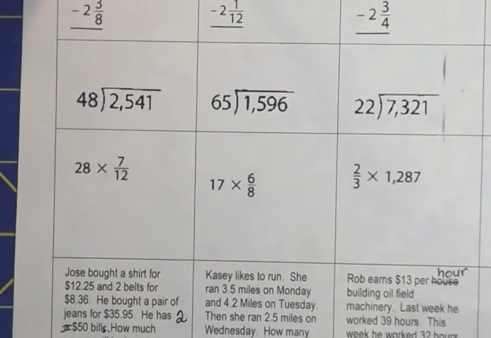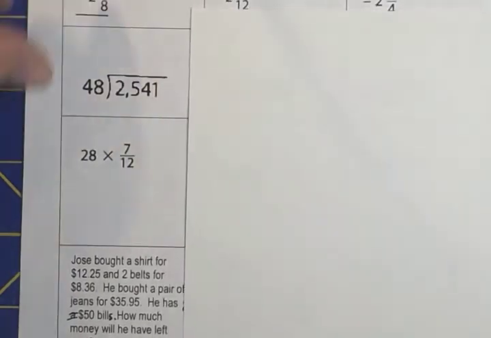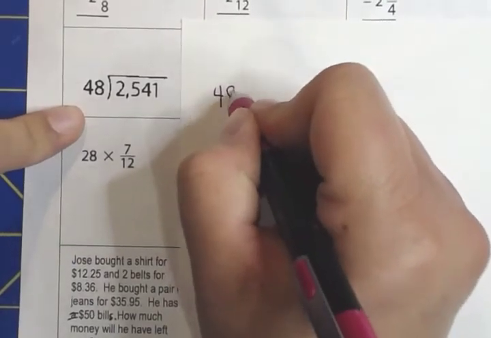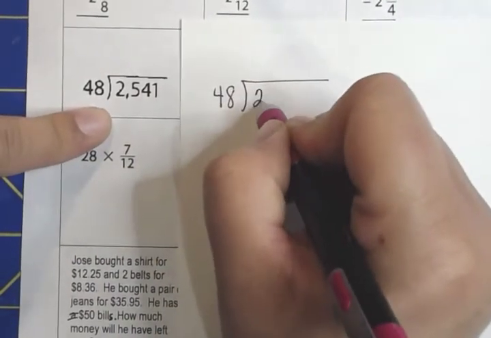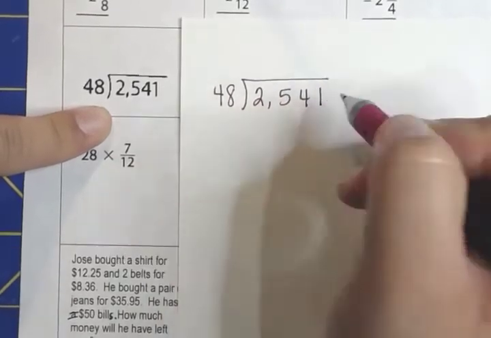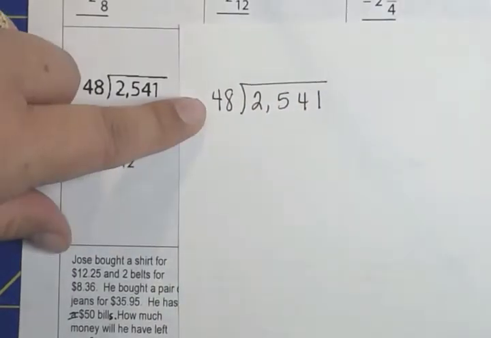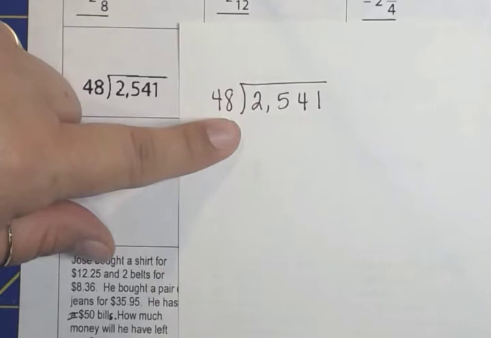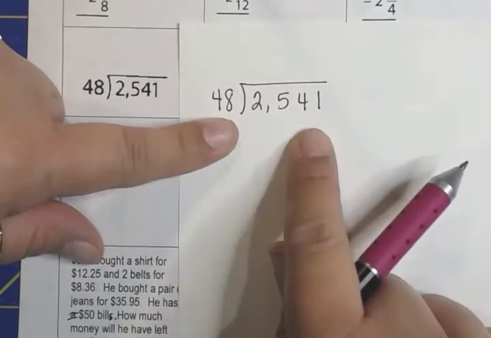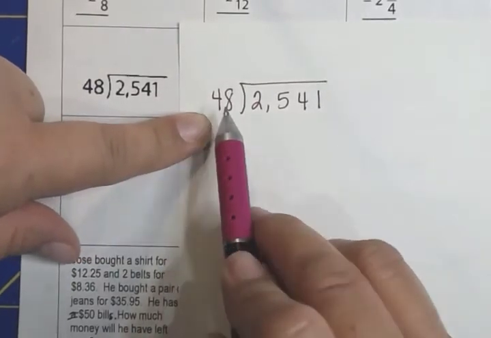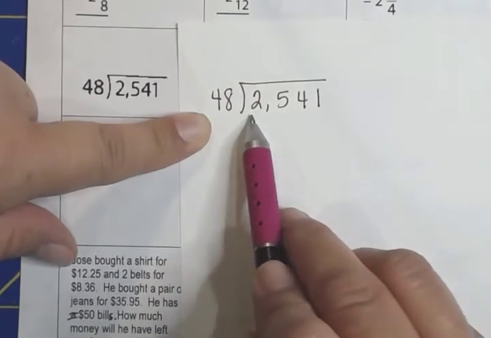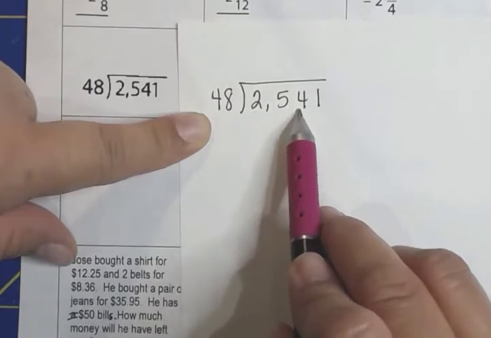All right, let's look at day 1. Let's look at the division problem. 48 will go into 2,541. Now, this is a pretty large number, but what we need to do is think about estimating and getting close to a number that I can divide. So 48 will not go into 2, will not go into 25, but it will go into 254.